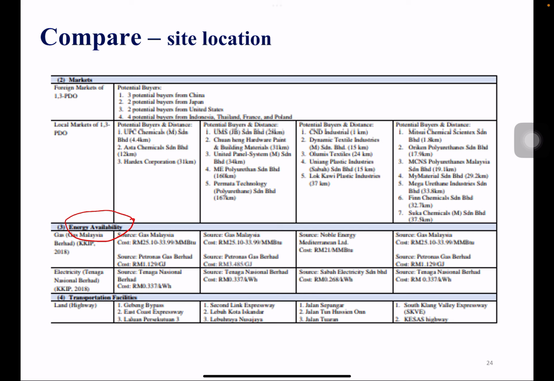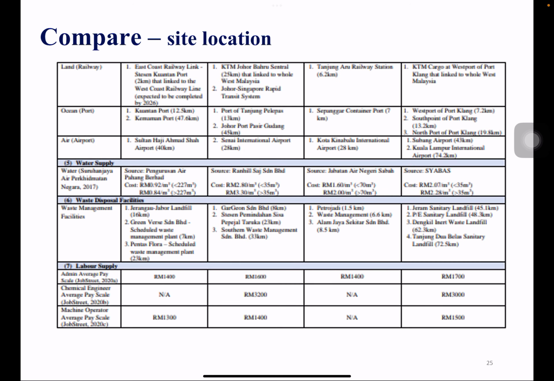You need to tabulate. And then transportation facilities. What are the various transportation facilities available from your site location? Also need to be compared. Water supply. Okay, do you have waste disposal facilities near your plant? If not, you need to have your own waste disposal system, right? You need to design your own waste treatment plants.